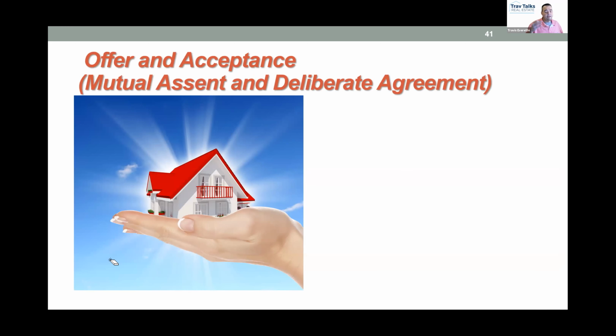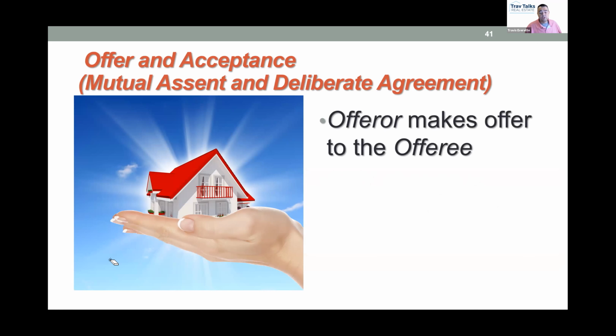The idea of offer and acceptance, or mutual assent, starts with an offer. The offeror makes the offer to the offeree. That is an always thing that never changes. Who is the offeror and who is the offeree might change, but offers are always made by who? The offeror. Can a seller fill out an offer and send it to a buyer?